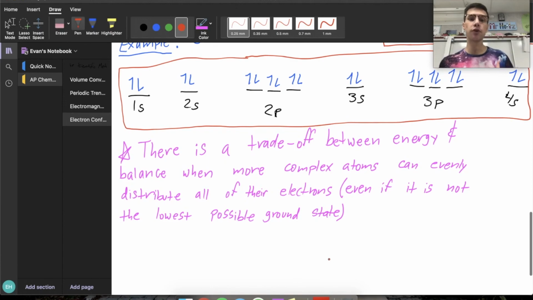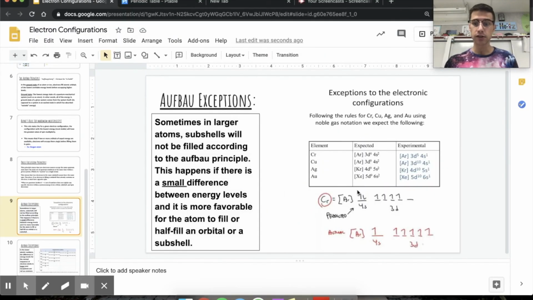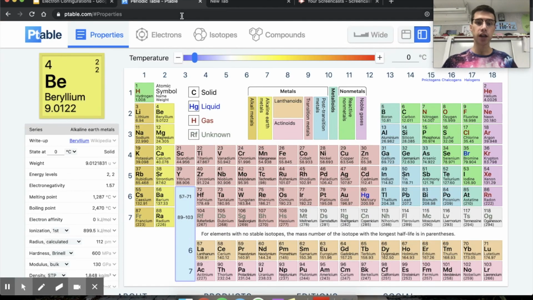However, the explanation for this is because, like we've mentioned before, there's a relationship between energy and stability in atoms. So there is a trade-off between energy and balance when more complex atoms can evenly distribute all of their electrons, even if it is not the lowest possible ground state. Okay, so let's take a look at what this really means. So if you were to write out the electron configuration for chromium on the periodic table, we would find chromium right here, okay? Meaning that it is in the 4, but if you're looking at where it is, it's actually in the D block. So it has electrons in the 4s subshell.